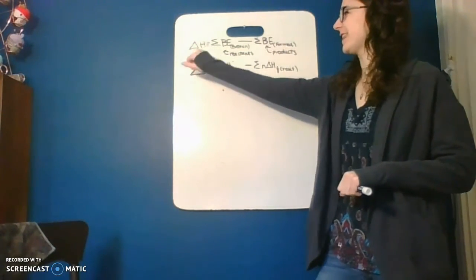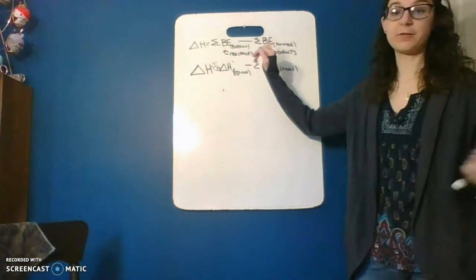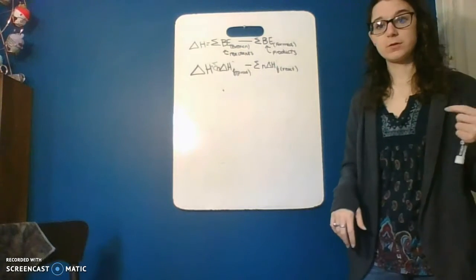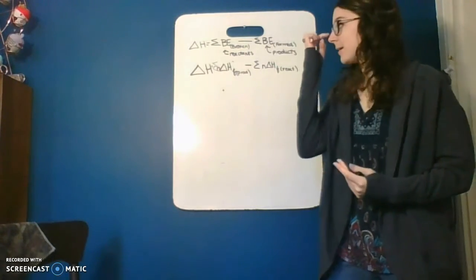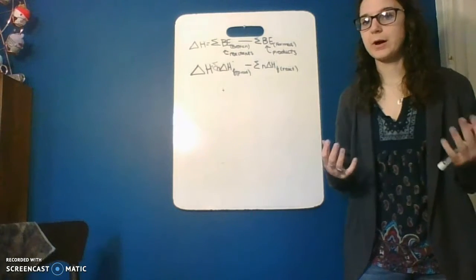And you'll notice the change in enthalpy is equal to the sum of bond enthalpies of bonds that are broken minus the sum of bond enthalpies of bonds that are formed, which the way this ends up, the bonds that are broken are reactants, the bonds that are formed are products.